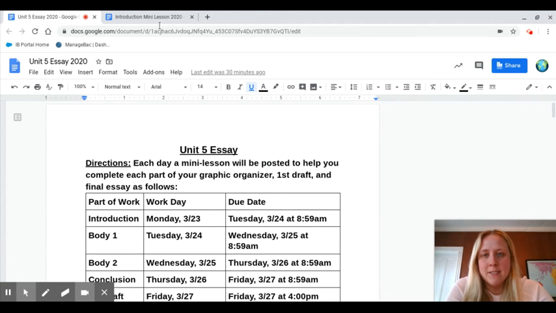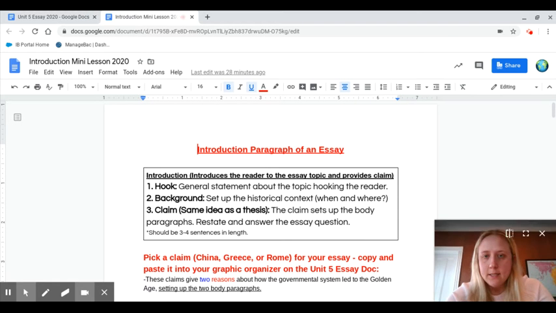So let's open up today's mini lesson, your introduction mini lesson. This is the mini lesson that we're really going to look at today to help you write your introduction, right? So we were so far just kind of looking at our essay. Now we're really going to look at our introduction.